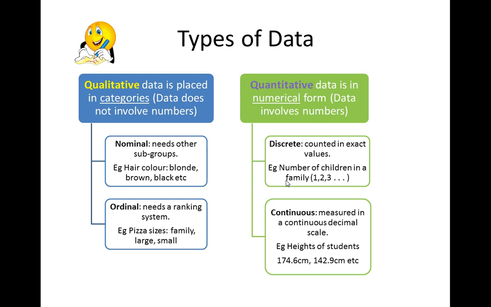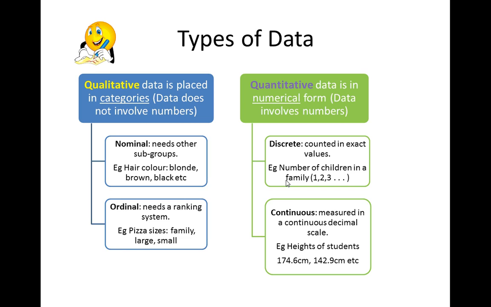The first one on the left there is qualitative data. Qualitative data is data that's placed into groups or categories, and it's data that does not involve numbers. So if you have a look at your table that you filled out just a moment ago, you will have some data in there that is numbers, some of them that is not numbers. Clearly the qualitative data relates to the data there that is not at all to do with numbers.